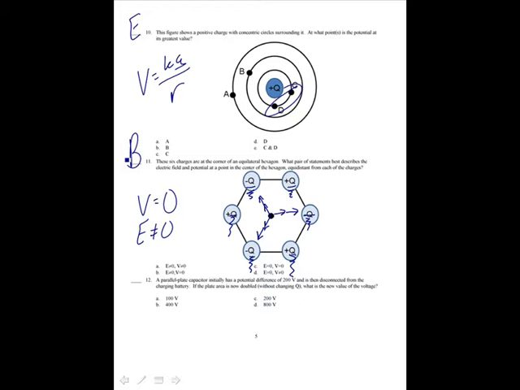A parallel plate capacitor initially has a potential difference of 200 volts and then is disconnected from the charging battery. If the plate area is now doubled, what is the new value of the voltage? Well, Q is equal to CV. If we increase the plate area, that doubles the capacitance. If the charge remains constant, then the potential must halve. So it was 200, now it's going to be 100 volts. That's number 12, A.